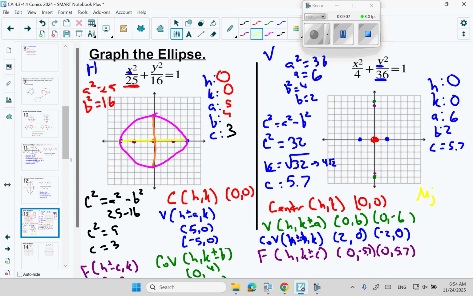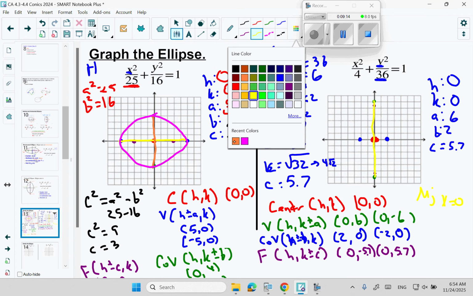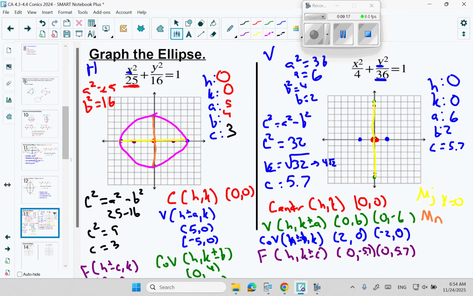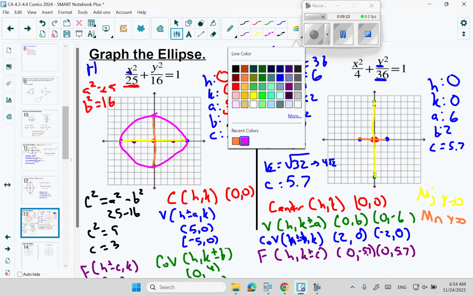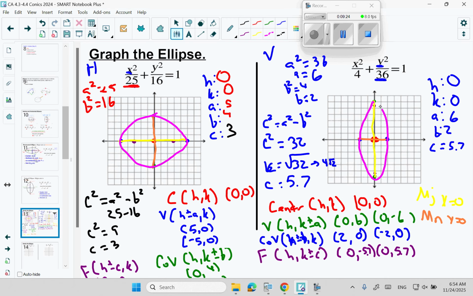Major axis, where most of my points are, is along this x equals 0 line. Minor axis, where my other points are, is on this y equals 0 line. And then connect my vertices and co-vertices. You should always notice your foci are always inside, or closer than your vertices, which should make sense because c squared, by definition, is a squared minus b squared. So a squared always is the biggest between the three of them.